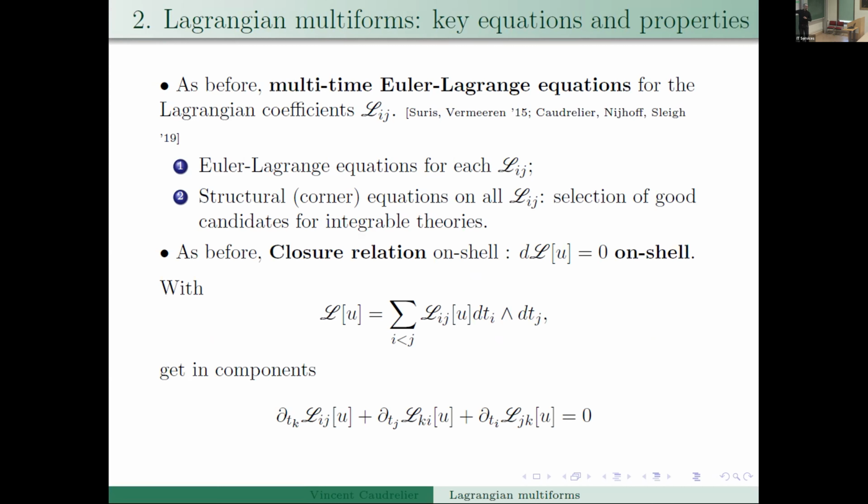The reason why I insist a little bit is that it's going to come back later. So remember this cyclic structure for the closure relation, which is one of the key features of the integrability criterion. On the solutions, to show that this holds, you use the fact that this field U satisfies the multi-dimensional Lagrange equations that you derive in the first step.